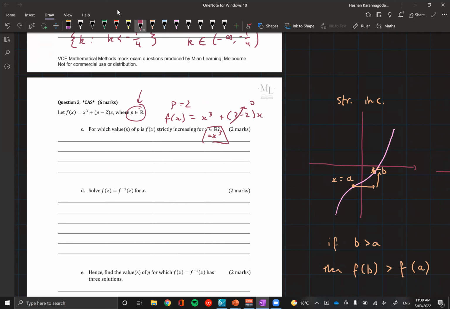And as in the explanation before, we used x cubed as an example, and we knew that it was strictly increasing because at (0, 0) it's flat. So that's when it's fine to be a flat line. It's strictly increasing for all real values. So find the values of P for which it is strictly increasing. We know it's going to start from 2, or 2 is one of our values of P.